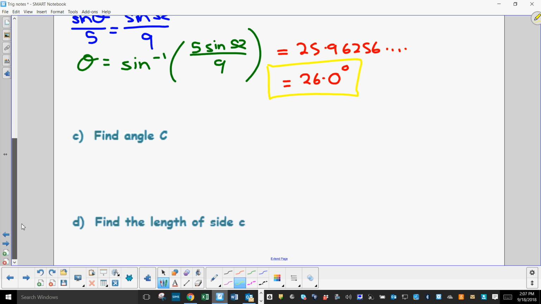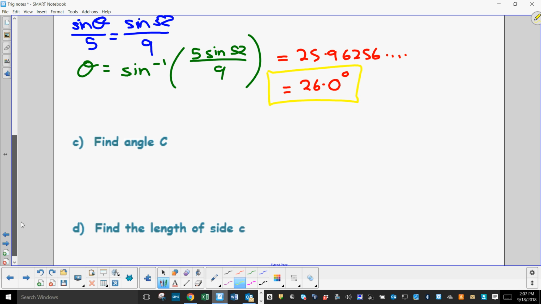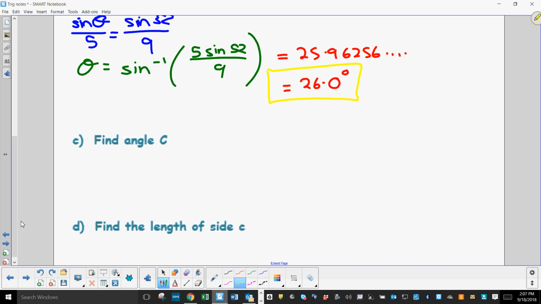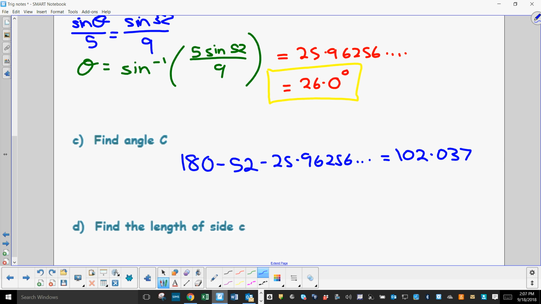Find angle C is nice and easy because we know angles add to 180, so 180 minus 52, minus 26. Cool. And 3 sig figs, is that 102.0? Yeah, 102, good.